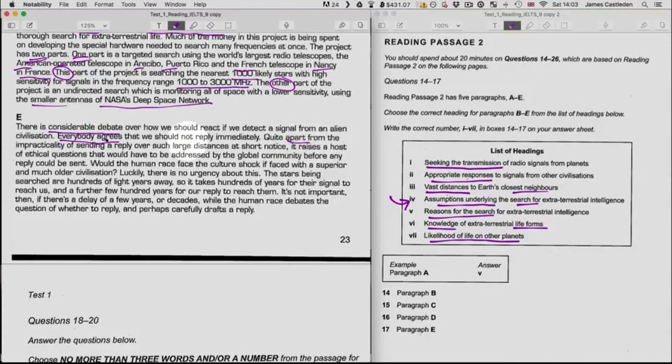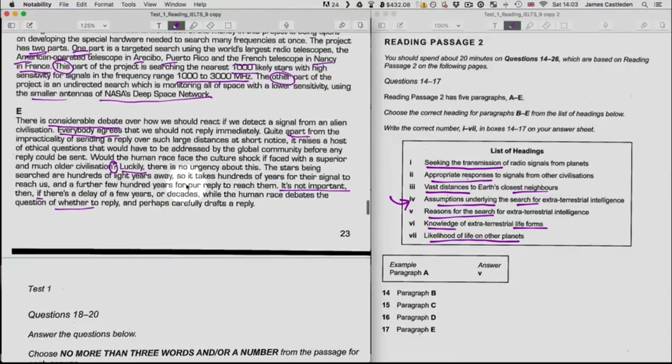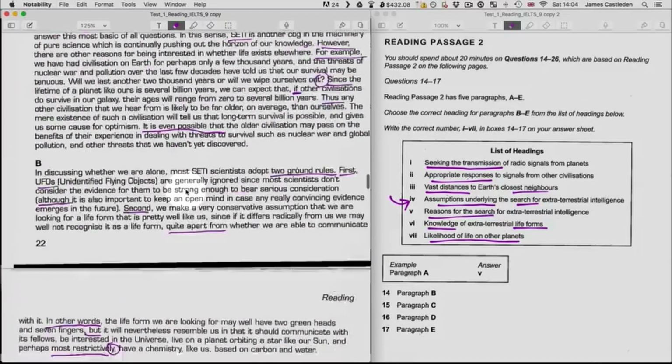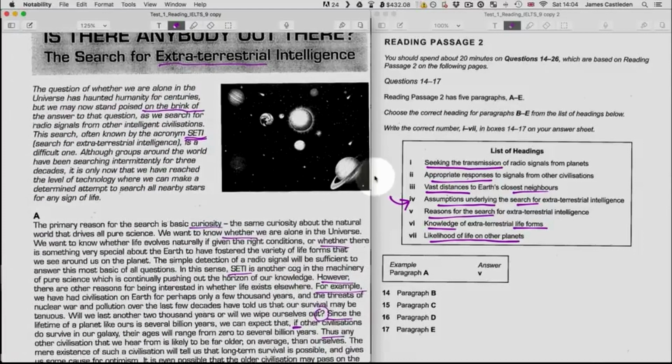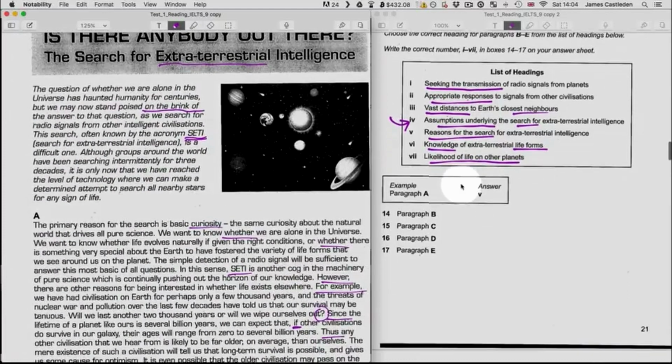Apart from, okay, a rhetorical question, luckily adverbial. It's not important then. If or whether to reply. Okay, so we've had a skim of that now. So we should be able to start answering these questions.